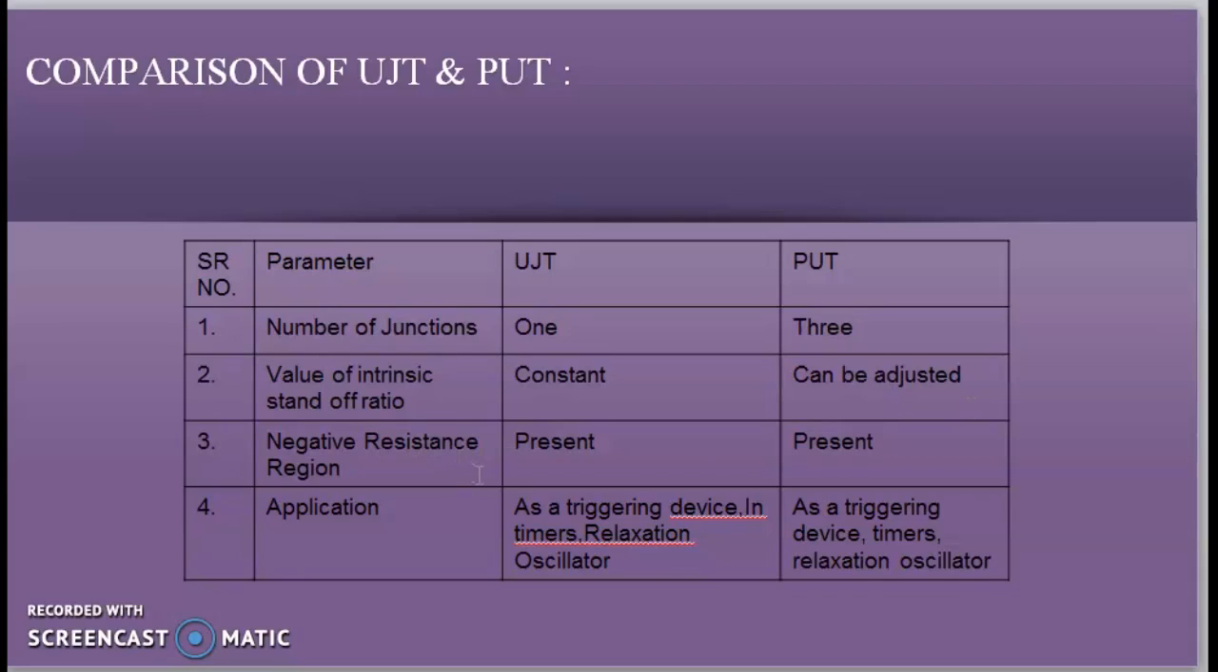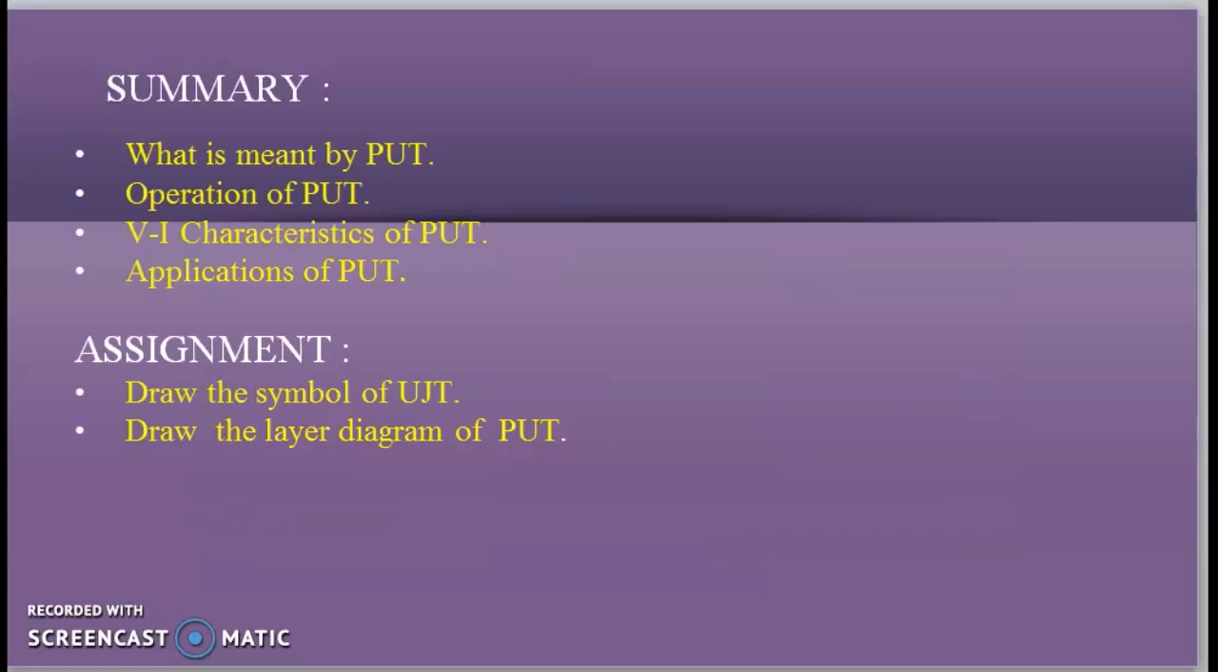Then the negative resistance region is present in UJT, and it is also present in PUT. Application: UJT is used as a triggering device in timers and as a relaxation oscillator, whereas PUT is also used as a triggering device in timers and as a relaxation oscillator.